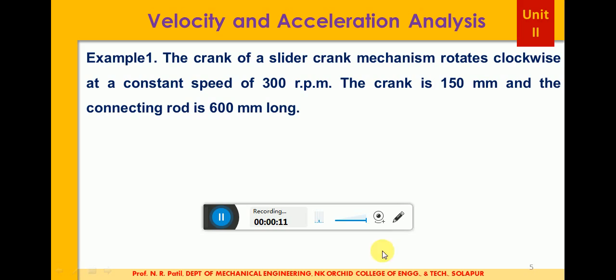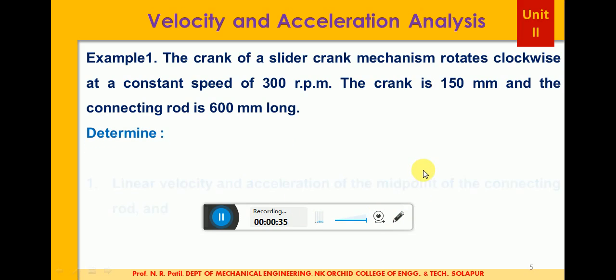So this is example number 1, wherein we can see the crank of a slider crank mechanism rotates clockwise at a constant speed of 300 rpm. The crank is 150 mm and the connecting rod is 600 mm long. So this is what is given.